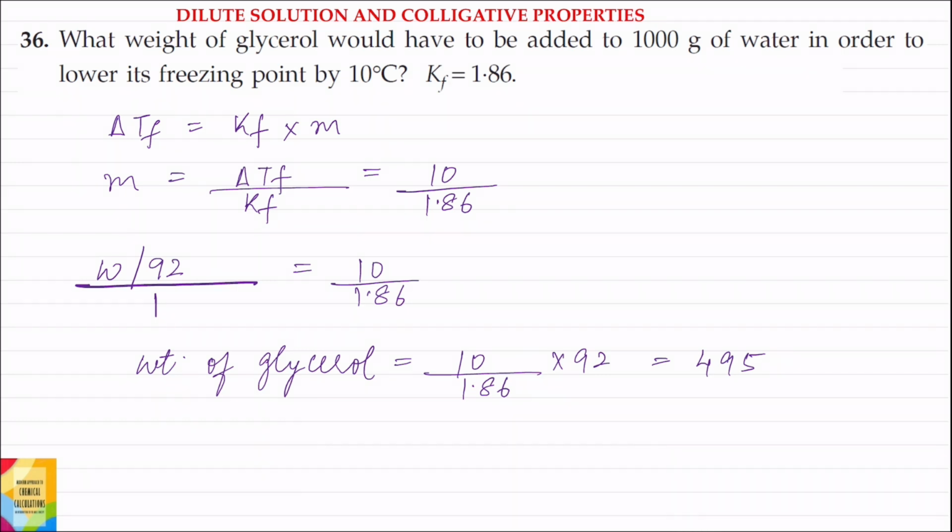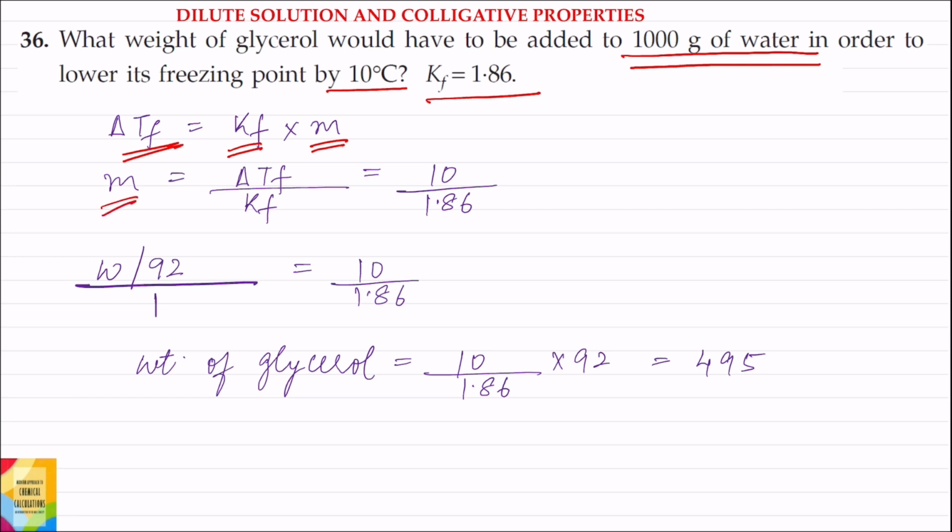What weight of glycerol would have to be added to 1000 gram of water in order to lower its freezing point by 10 degrees centigrade? Kf is equal to 1.86. Depression in freezing point, that is delta Tf, is equal to Kf into m. Here m is molality. Now in the question they have asked, what will be the weight of glycerol which should be added to 1000 gram of water so that its freezing point is lowered by 10 degrees centigrade.